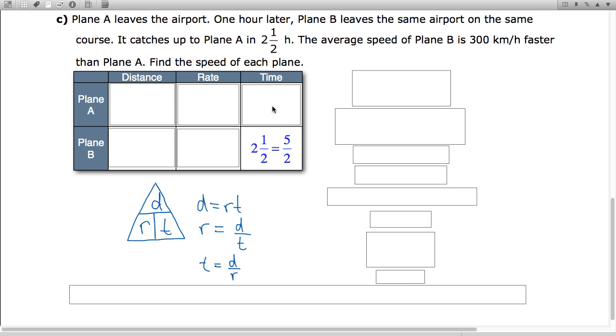Now, since plane A left the airport first, and that was 1 hour before plane B left, that means that plane A is in the air for 3.5 hours. So changing that to an improper fraction is 7/2. Now, we don't know the speed of each plane. We do know that plane B is 300 kilometers per hour faster than plane A. So if plane A has a speed of x, then plane B has got to have a speed of x plus 300.